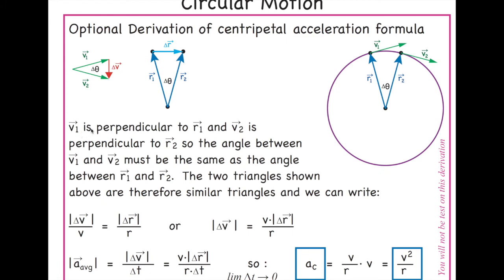Okay. So let's consider a situation here where v1 is perpendicular to r1 and v2 is perpendicular to r2, just like we had drawn it before, right? The velocity is tangential to its position on that circular track. So the angle between v1 and v2 must be the same as the angle between r1 and r2.